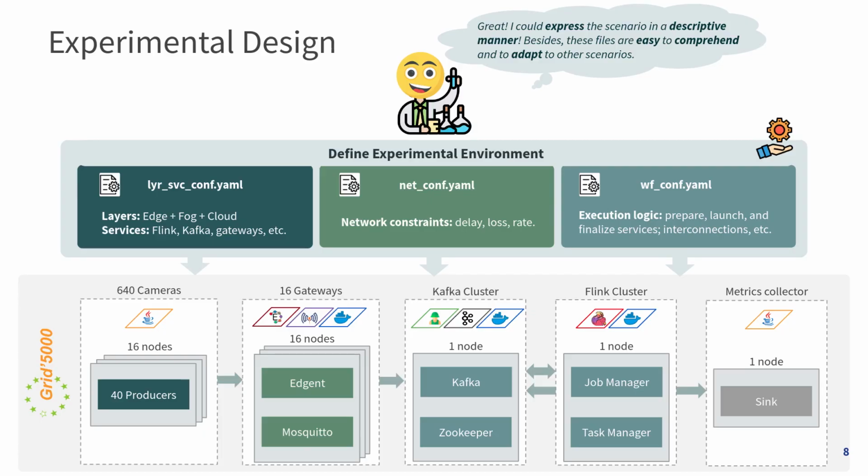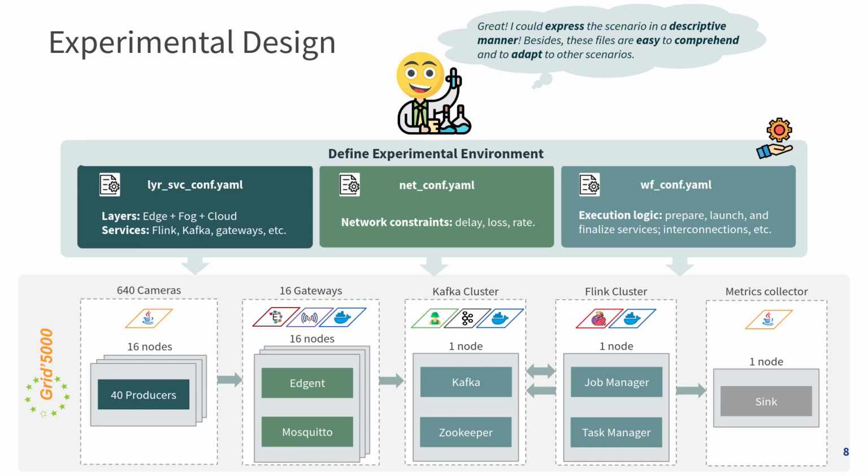So, the first step consists in expressing the scenario characteristics using the three configuration files. In the first file, the users define the edge, fog, and cloud layers, and some services like Flink, Kafka, gateways, and so on. Then he defines some network constraints by defining the delay, loss, and rate. And lastly, in the workflow configuration file, he defines the execution logic and some interconnections between the services.